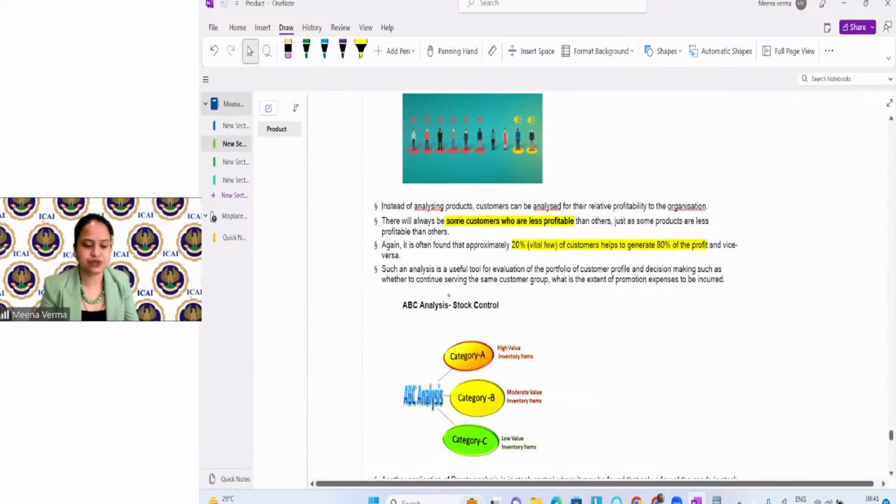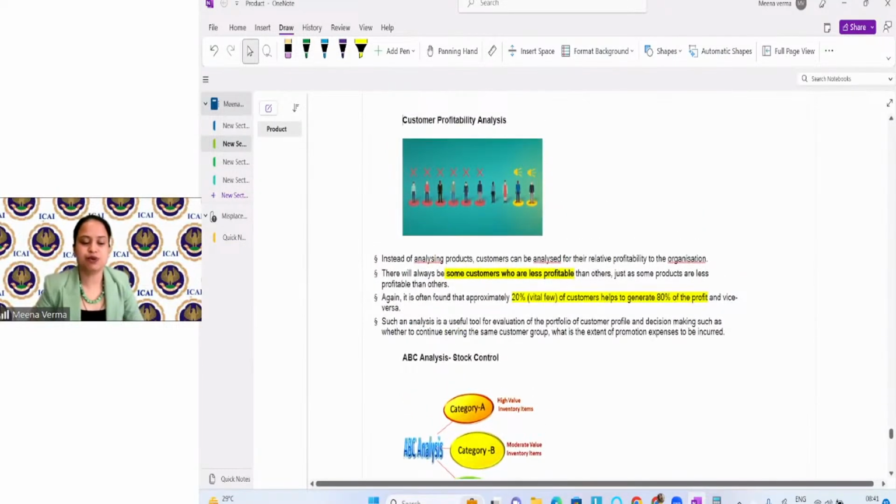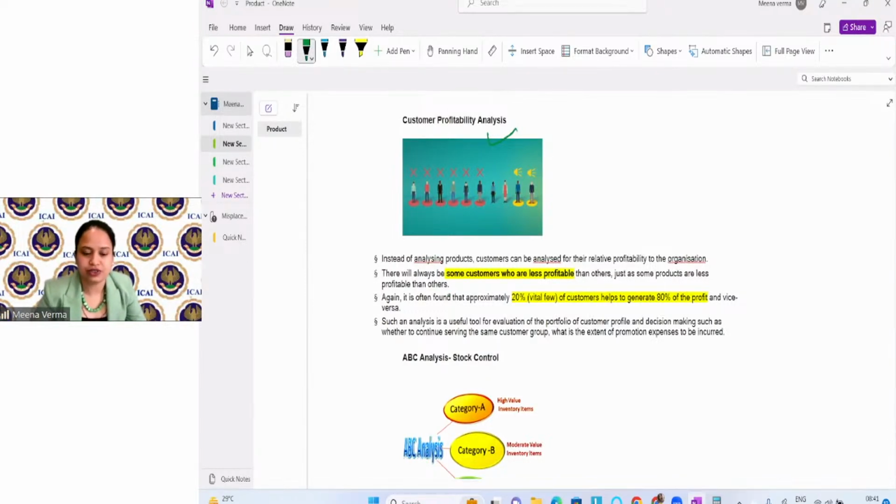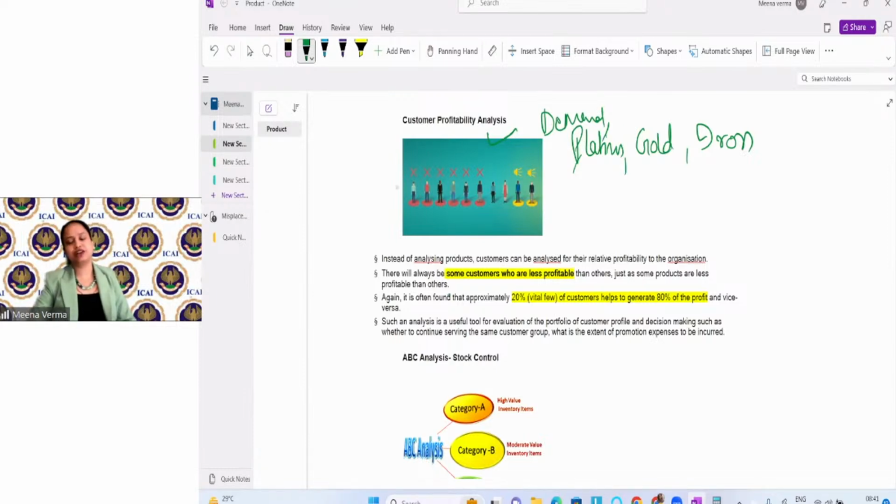Okay. Next is customer profitability analysis. A company can have different types of customers. You must remember in the second chapter we learned about gold customer, iron customer, platinum customer, diamond customer. So the company created such categories for different customers, according to the profitability they are getting from them. Now see what is mentioned here.